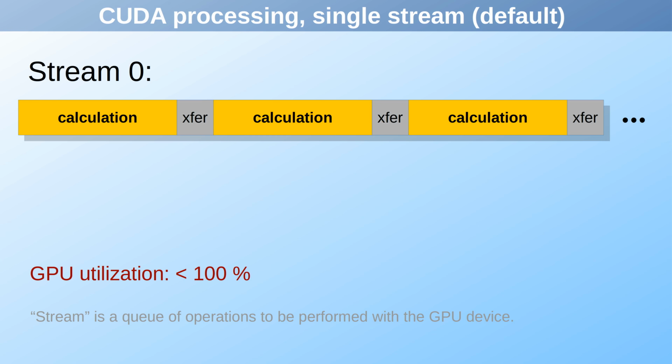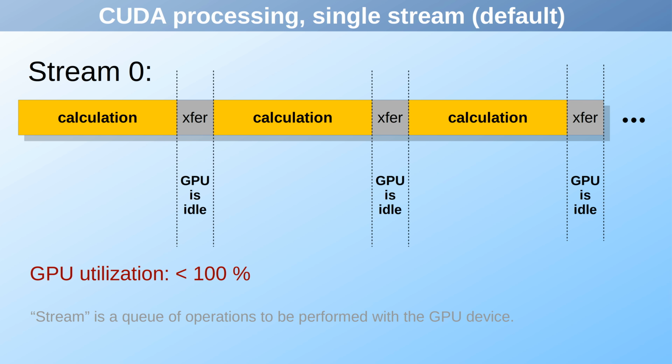CUDA operates using a stream of operations. A stream is like a pipe from which the graphics card driver pulls tasks that it processes in a sequence. Right now my stream looks like this. Calculation, transfer, calculation, transfer. Each period of calculation is followed by a period of memory transfer. During the memory transfer, the CUDA cores are actually idle waiting for work.